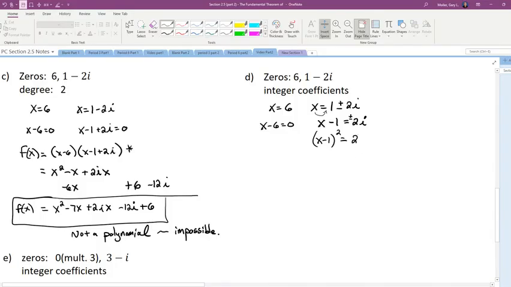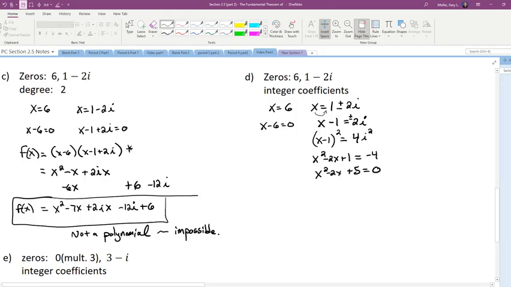That's plus minus. When I square it, of course, the positive and the negative both become 4. Positive 4, i squared, which is negative 4. This becomes x squared minus 2x plus 1 equals negative 4. X squared minus 2x, add the 4, plus 5 equals 0.